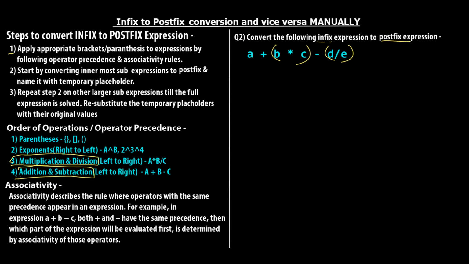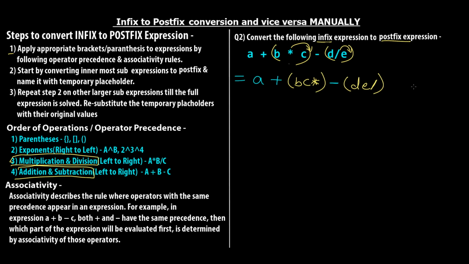Now again, when we have both multiplication and division, we go from left to right. So first we'll solve B star C, and the expression can now be written as A plus, we'll keep A and plus as it is. Let's convert B star C to postfix. So star will come after C. So this becomes BC star, right? This is how the postfix version looks. Then we have a minus in between. And now let's convert D divided by E into postfix. So it would be DE, and then the division operator comes after E, right? Okay.